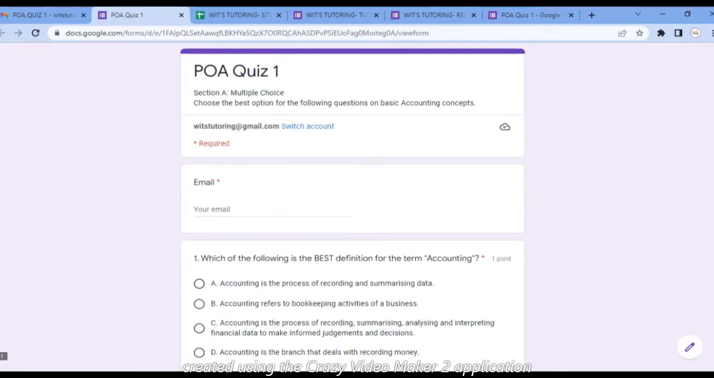It's a simple quiz based on accounts. So as an accounts student in grade 10 or 11, preparing for CSEC, you should know these things. If you don't know them, then you need to realize you need to put in some more work now.